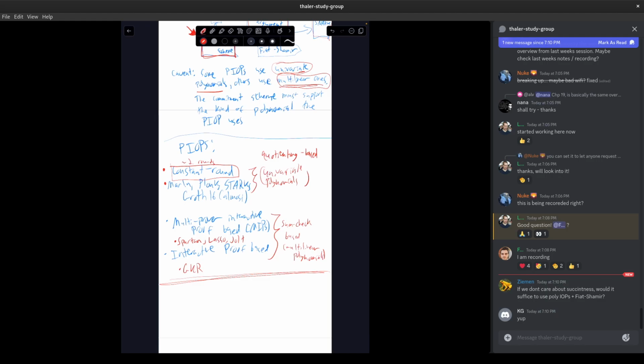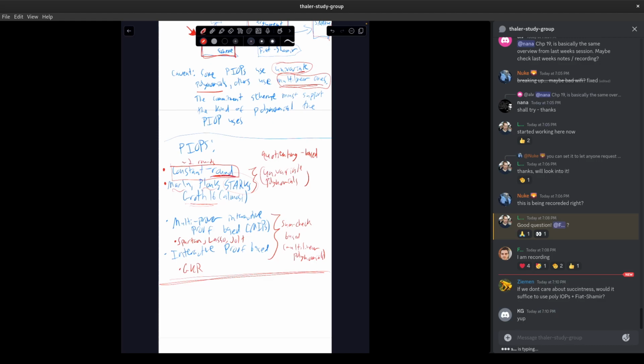So examples in this category are Marlin, Plonk, the polynomial IOP underlying what people call STARKs, and Groth16 almost falls into this category too. I'd even call Groth16 a one-message PIOP. That's the minimal number of rounds: just one message from prover to verifier. Groth16 is not quite a PIOP, but it almost is.